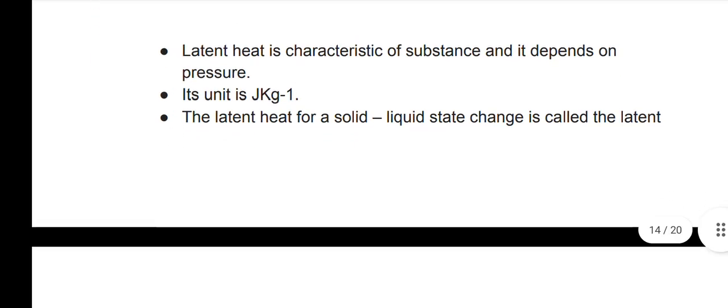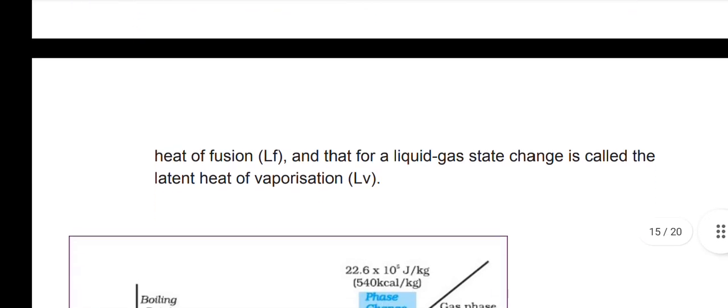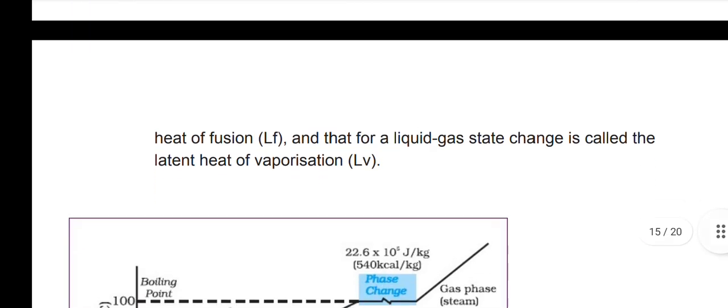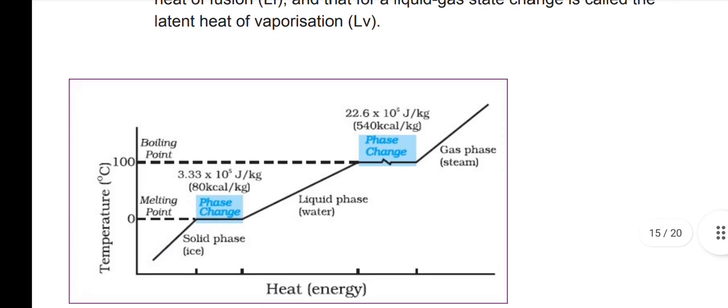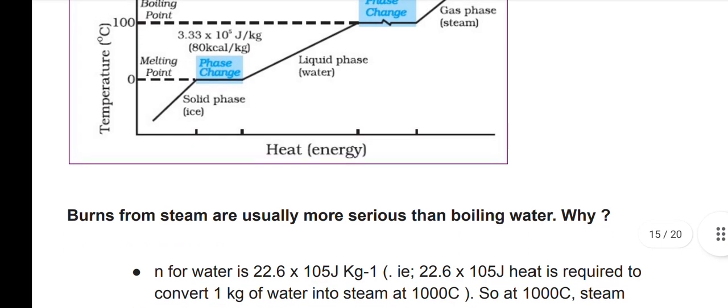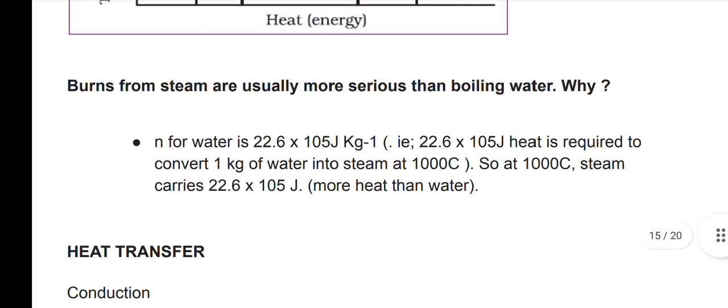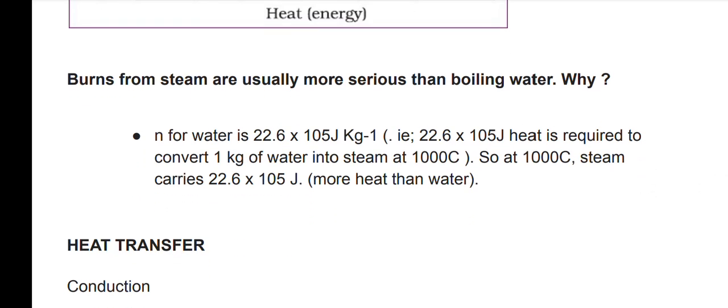The latent heat for a solid-liquid state change is called the latent heat of fusion, and that for a liquid-gas state change is called the latent heat of vaporization. Burns from steam are usually more serious than from boiling water. For water, L is 22.6 into 10^5 joule per kg, so that much heat is released by the steam. Okay, this is the question.